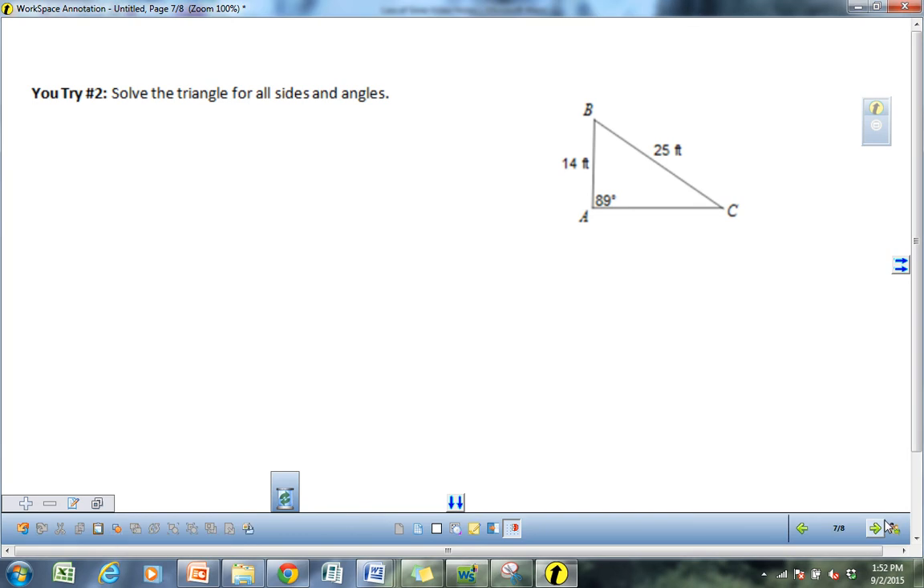So again, you try number two. Please pause this so you can give it a try. When you unpause it, you should get that angle B is 54.137 degrees. Angle C is 36.863 degrees, and side B is 20.264 feet.